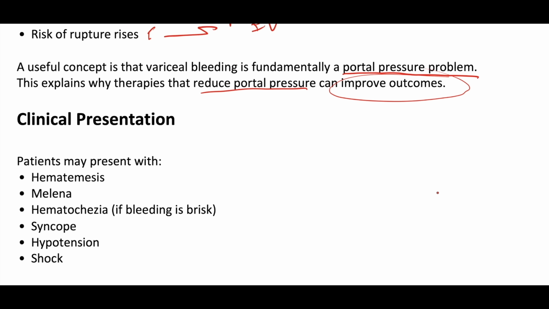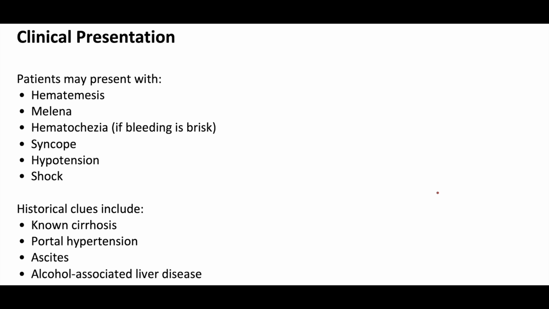All right, let's talk about the clinical presentation here. Well, the clinical presentation is similar to an upper GI bleed, but a really massive, robust upper GI bleed. So you get hematemesis. You can get some melena if it's a slow variceal bleed that travels through the intestine and becomes melanotic, but a brisk upper GI bleed can cause hematochezia.